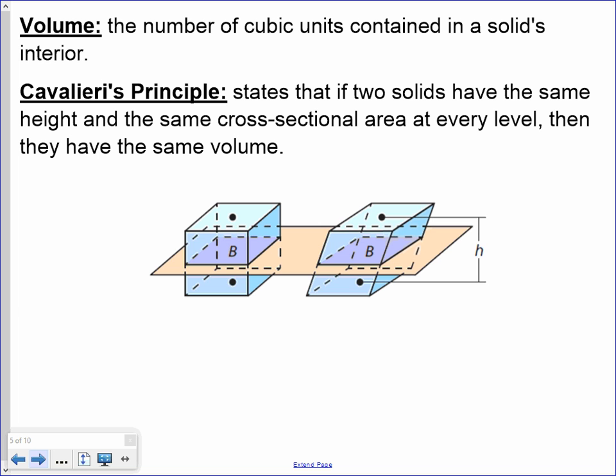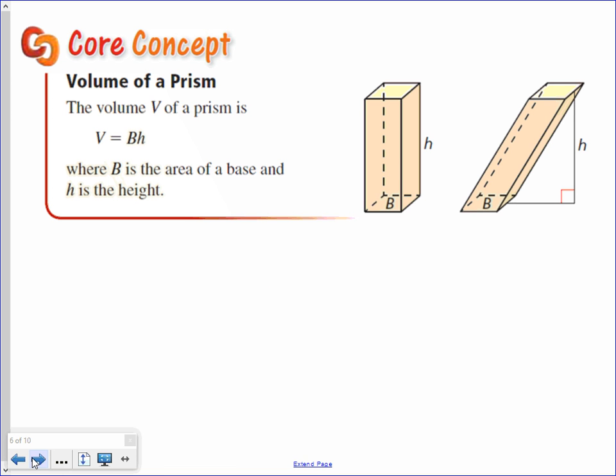So the very first volume formula you guys ever learned was for cubes. When you do length times width times height, that would be an example of volume. This principle right here just says that the volume of an oblique figure, so one that is slanted, has the exact same volume as a right figure, as long as the bases are the same size and the heights are the same distance. So if you happen to see a slanted figure, the volume of it is not going to be any different. You'll still calculate it the same way, even though it's slanted.